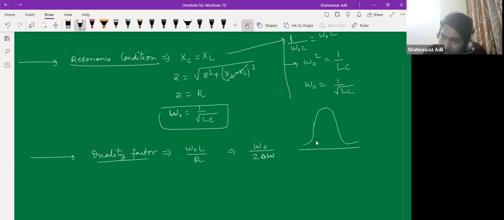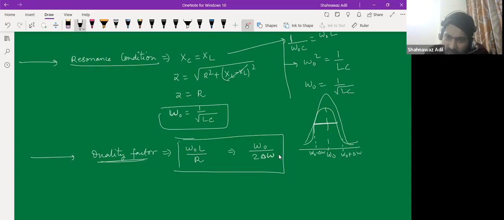So at this point we have omega naught, and this is omega naught plus delta omega. This is omega naught minus delta omega. So this spread is what we call the quality factor, right? So if this is sharp, then this value would be higher, and according to that we can calculate.